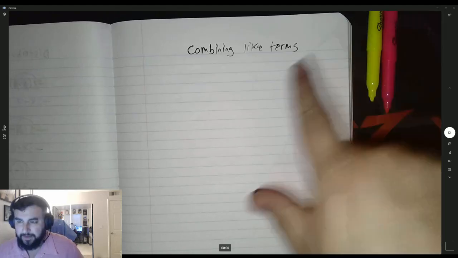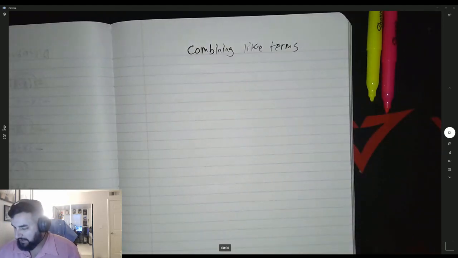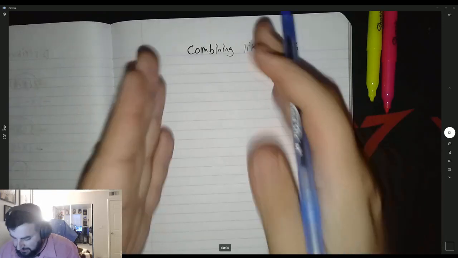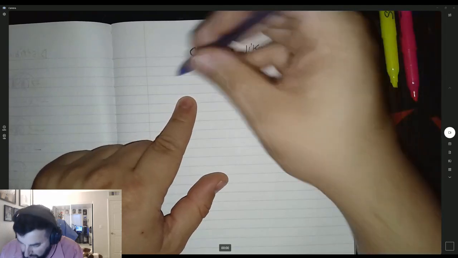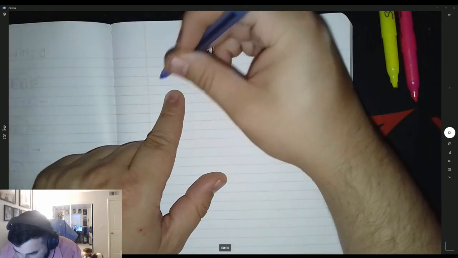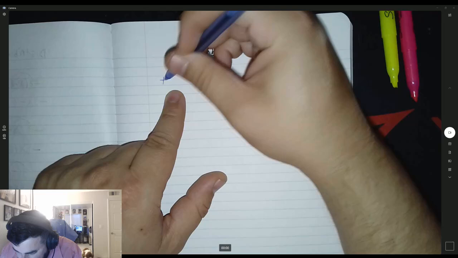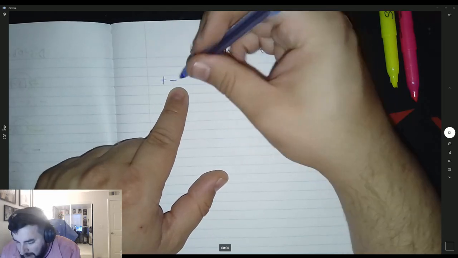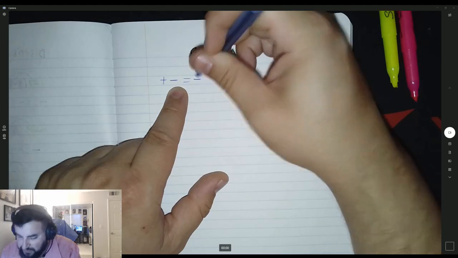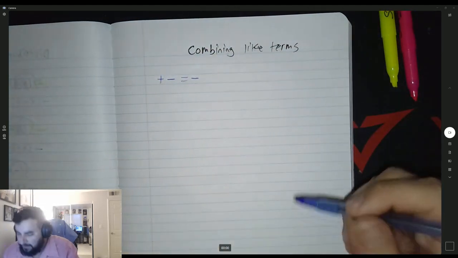So right now we're going to talk about combining like terms and how this works, okay? When we combine like terms, there are some things we have to understand, some rules before we go ahead. We have to understand that when we add positives and negatives, let's say I'm adding a positive and a negative, I have to subtract those from each other, okay? And we'll talk about that in a little bit.